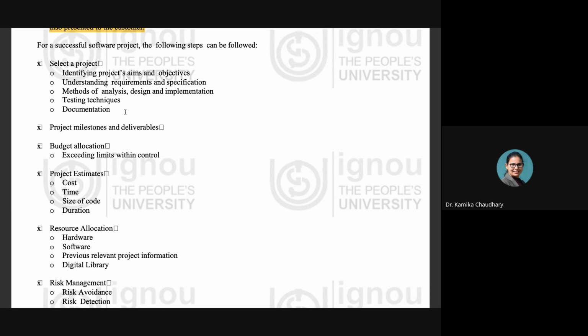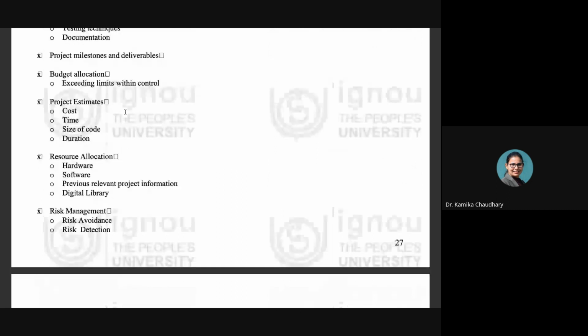So how the budget allocation is done, exceeding the limits or within the control, right? Then after that, project estimates. Whenever we are talking about the estimation, we have covered all these points, we have studied all these points. It is always about the cost, time, size of the code, and also about the duration. Then resource allocation, what are all the resources that will be required: the hardware, the software, the previous relevant project information, and the digital library.